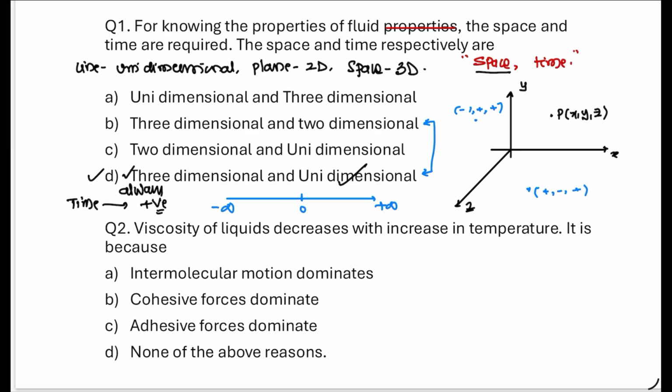If time had negative values also, you could say that time is bidirectional. Time is not a bidirectional coordinate. It is unidirectional. Time is always unidirectional. And space is three-dimensional until and unless it is specified otherwise. A line has unidirection, a plane has two dimensions, space has three dimensions, and time has only one dimension, that is, positive, unidirectional.